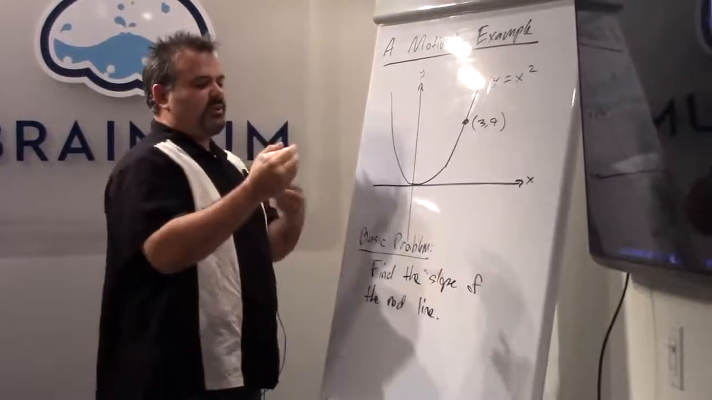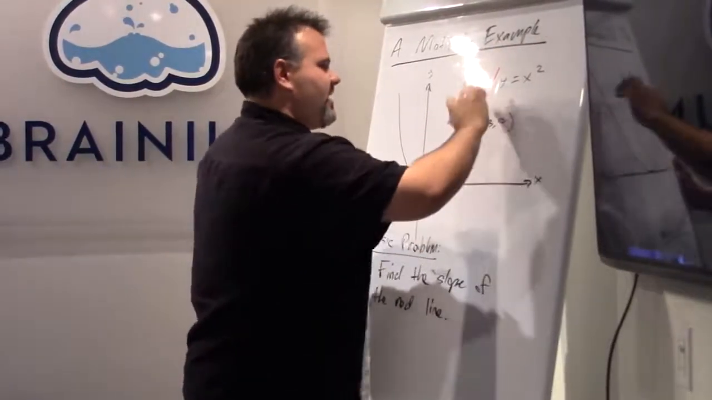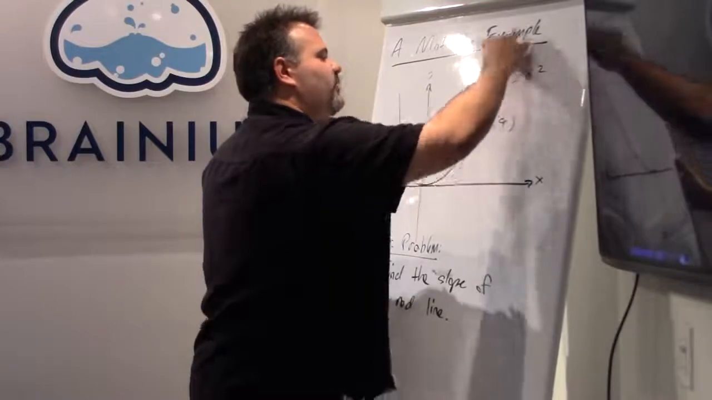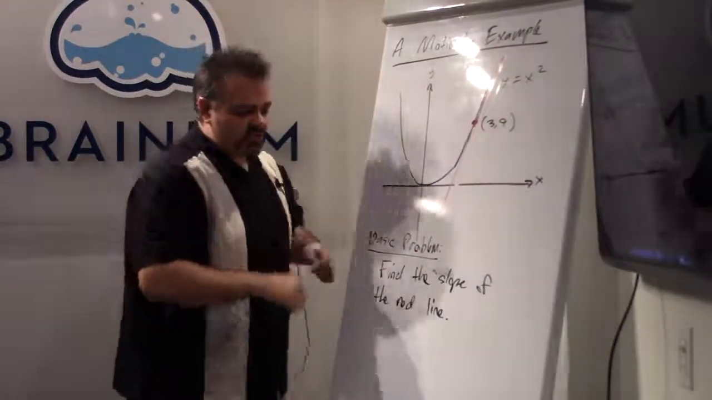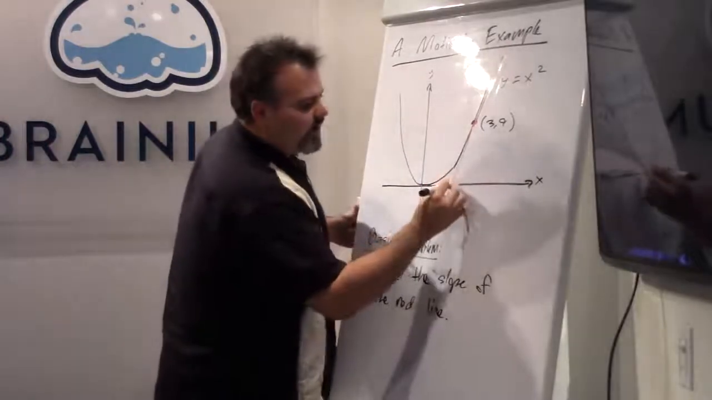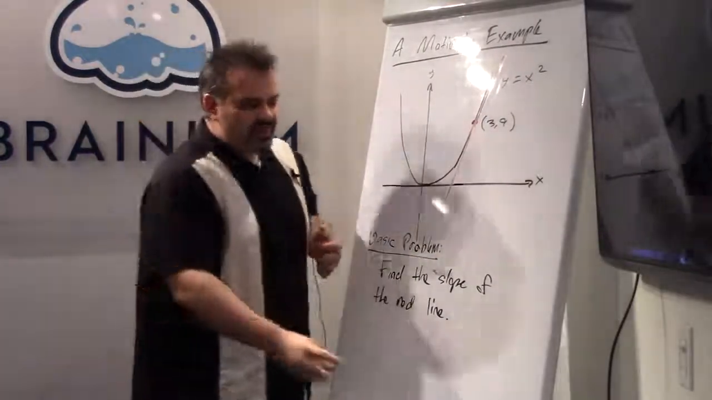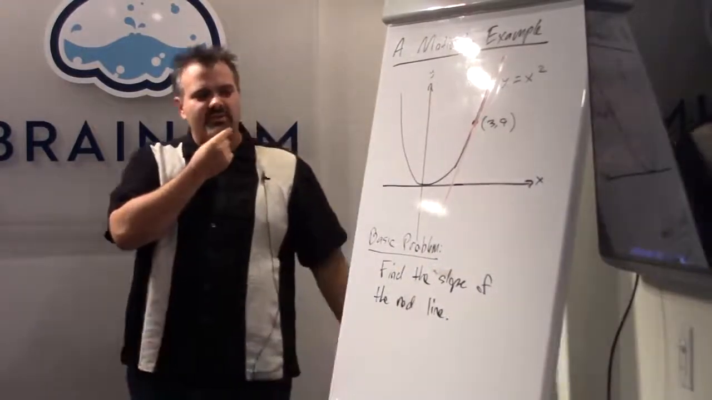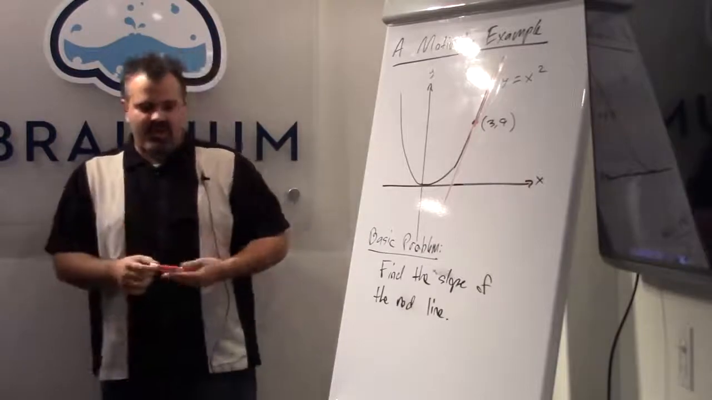So the basic problem is, we're going to draw a red line right here. And that red line, we want it to be tangent to this curve. And what I mean by tangent, I'm not going to say. We can kind of look at that and say, okay, that's tangent to the curve. And we want to find the slope of this red line.